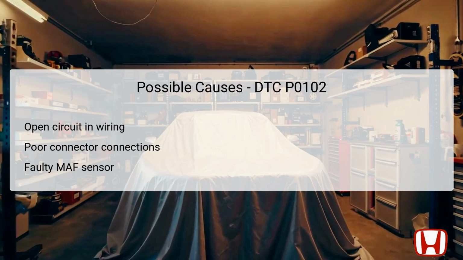A faulty MAF sensor itself can be another significant reason, where internal components may fail, causing incorrect voltage output. In some cases, the PCM might not be receiving the correct voltage due to issues within the integrated circuit that powers the sensor. It's crucial to thoroughly inspect all wiring and connections before concluding the MAF sensor itself is at fault.